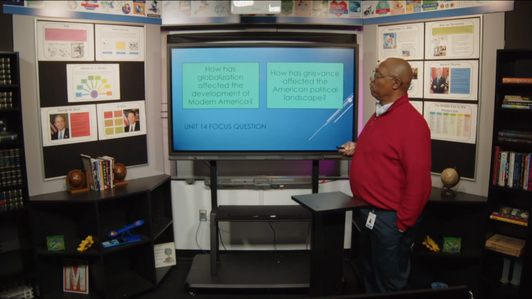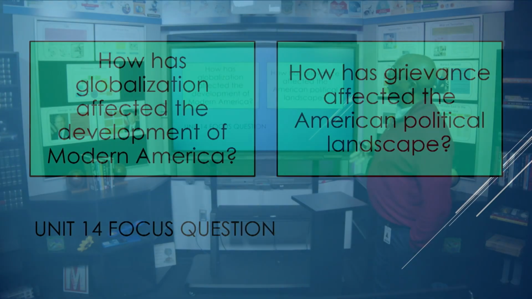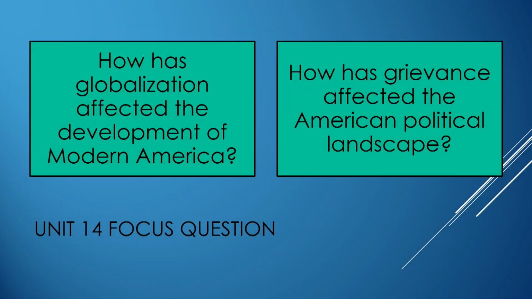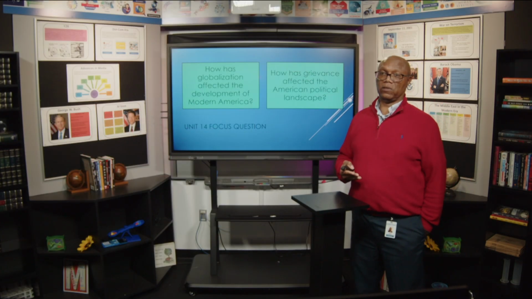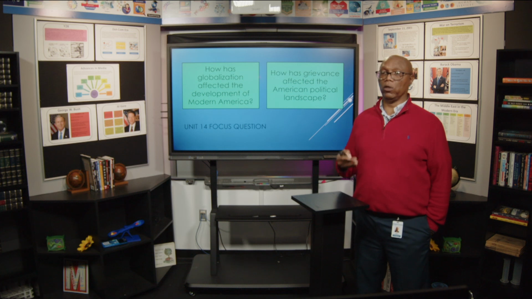We're going to look at the two unit focus questions that we have here. How has globalization affected the development of modern America, and how has grievance affected the American political landscape? Well, we won't address those questions now, but at the end of the unit, we'll come back and look at them extensively.